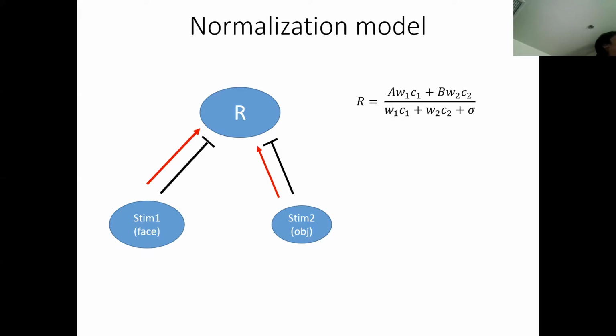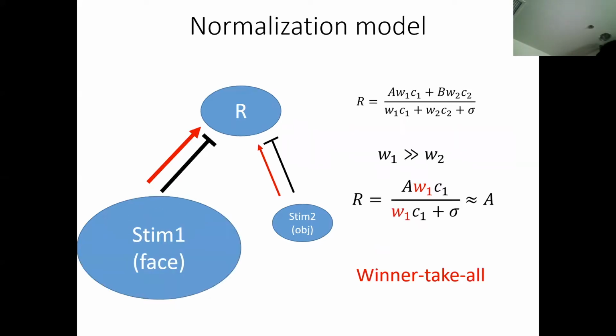It's not quite winner-take-all. You forget that there are small activations. No, if W1 is much larger than W2, then basically you can ignore the W2 part. That itself gives you a winner-take-all.